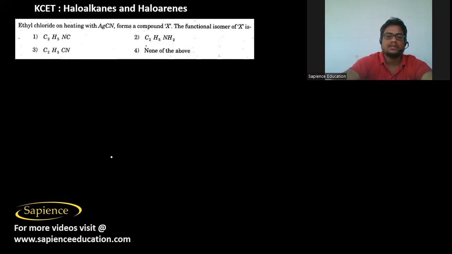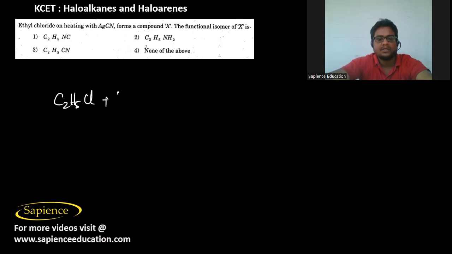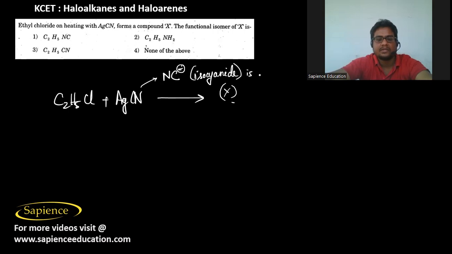Okay. Then here it is said that ethyl chloride, that is C2H5Cl, on heating with AgCN forms a compound X. The functional isomer of X is? So now AgCN, which is silver cyanide, will give the isocyanide ion, NC minus, as the nucleophile. So here isocyanide is the nucleophile.